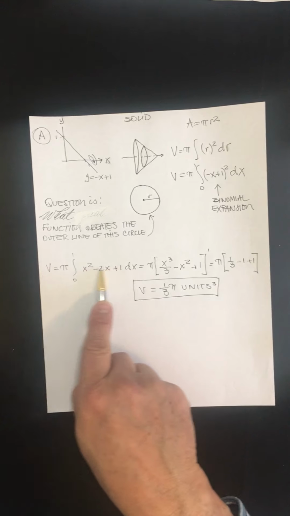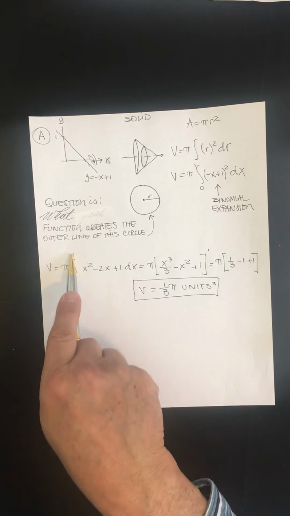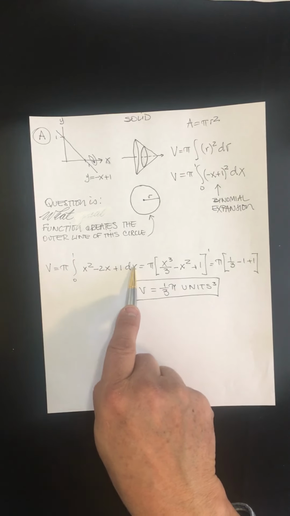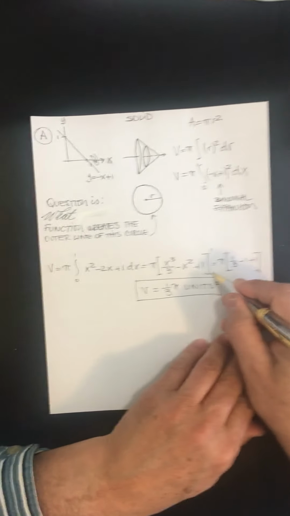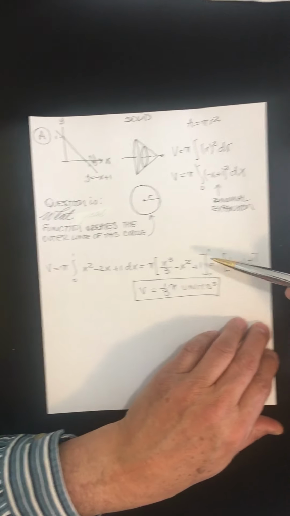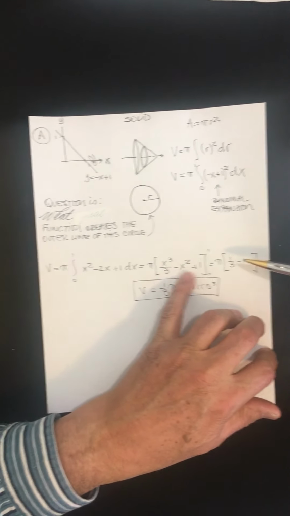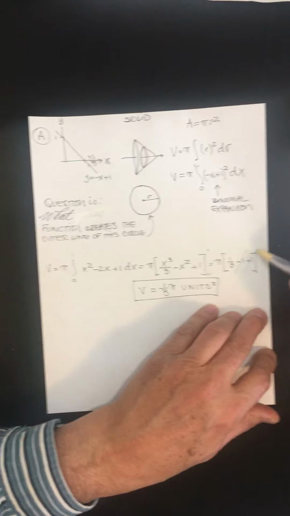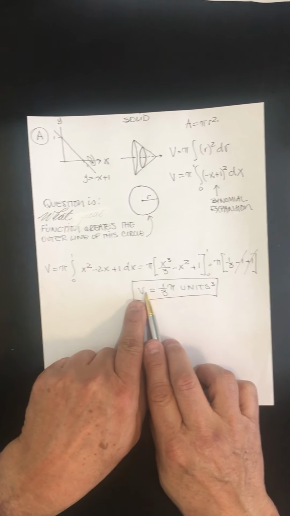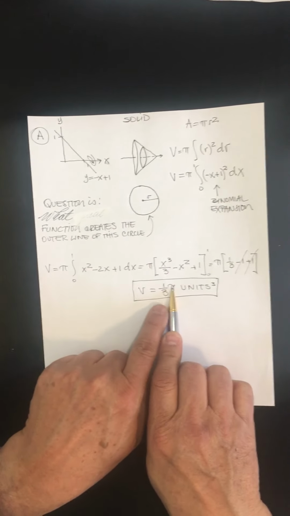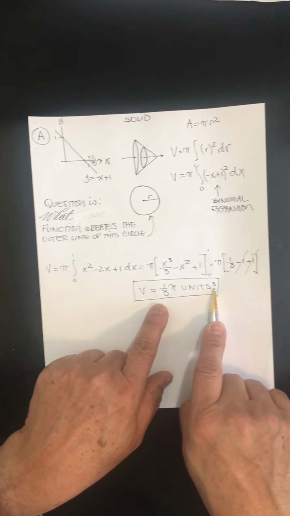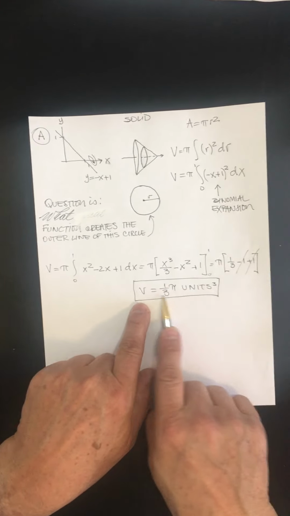Therefore, we're talking about integrating pi, 0 to 1, x squared minus 2x plus 1 dx. That integration gives x cubed over 3 minus x squared plus 1, and we integrate from 0 to 1. That will give 1/3 minus 1 plus 1. These two cancel out. And the volume is 1/3 pi, don't forget the pi, units cubed, because it's volume. So this is the answer.